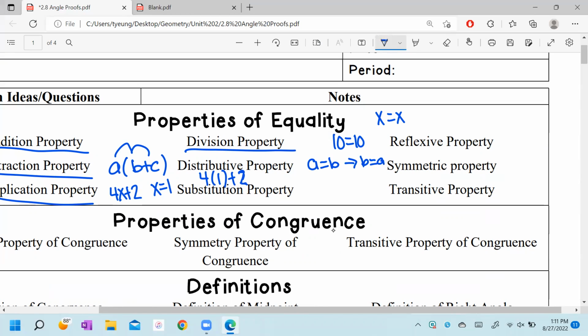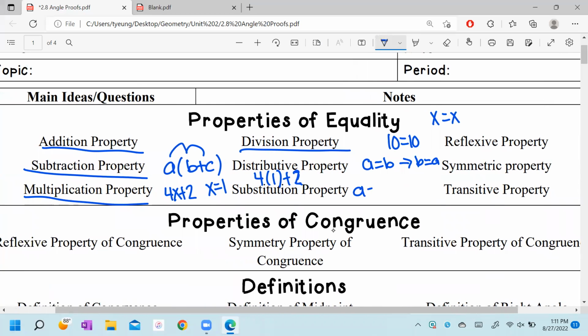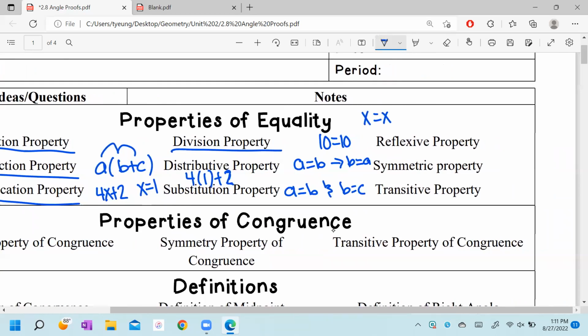Last thing, we have the transitive property. What this tells us is that if we have A is equal to B, and we know that B is equal to C, then A is going to be equal to C. They are all connected to one another. Think about a dollar is equal to 4 quarters. 4 quarters is equal to 10 dimes, which means that that dollar is equal to 10 dimes as well. So those are your properties of equality.